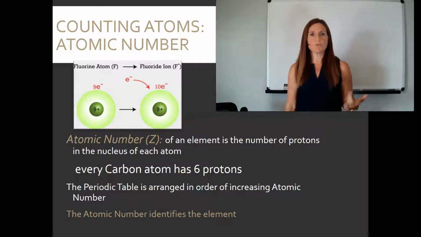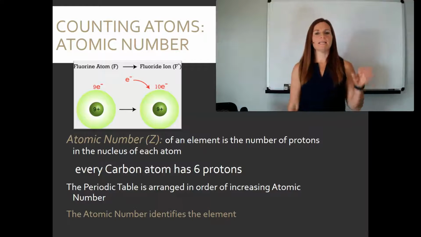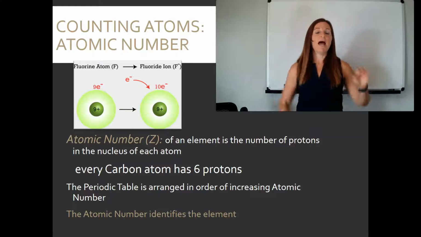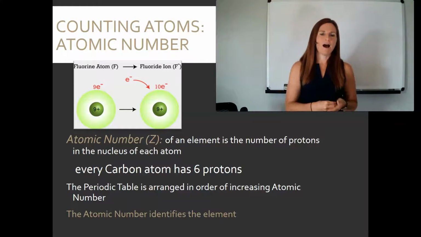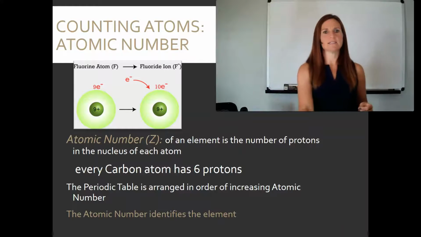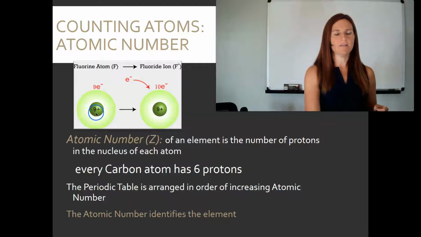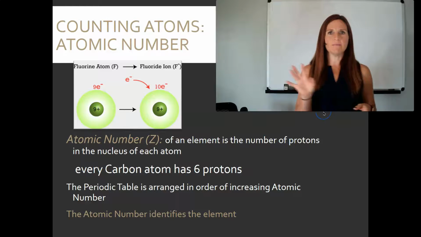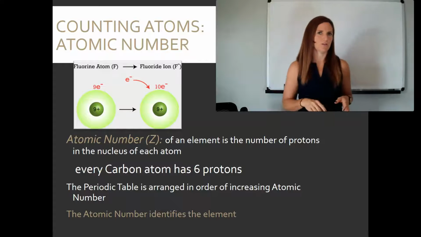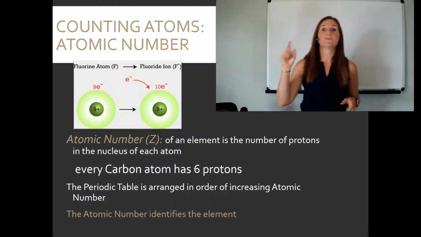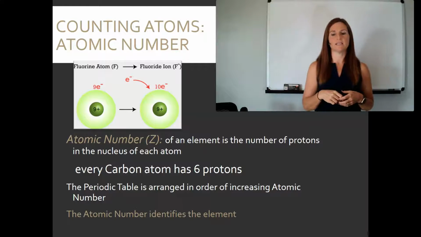So the first term we're going to learn is called the atomic number. The atomic number is the number of protons in the nucleus of the atom, and this establishes the identity of the atom. So if you find an atom and there are 9 protons in the nucleus, that atom is fluorine. If there are 6 protons in the nucleus, it's carbon. If there are 3 protons in the nucleus, then that's lithium.